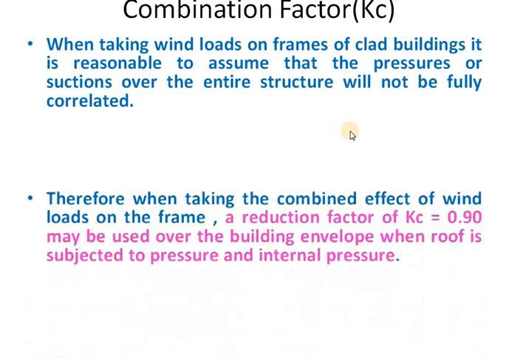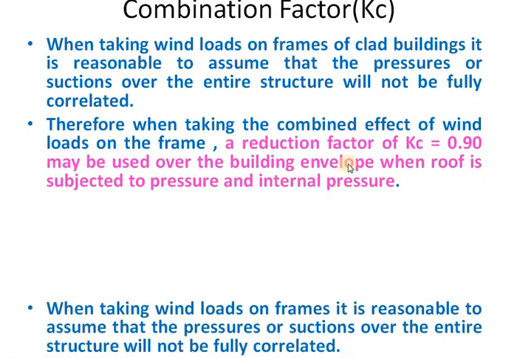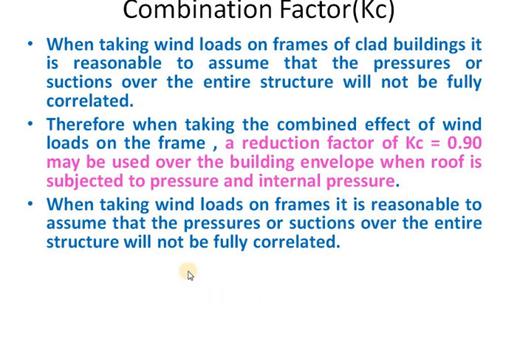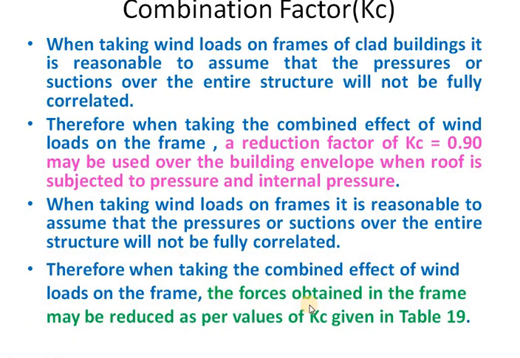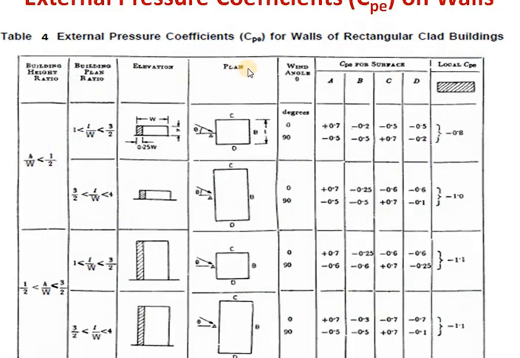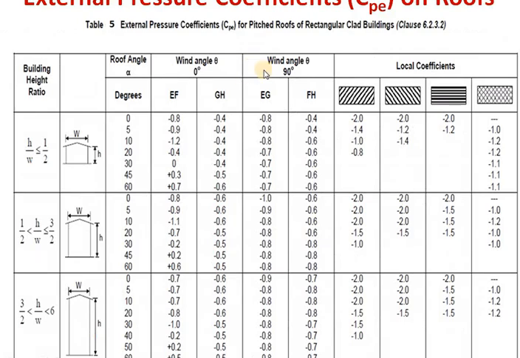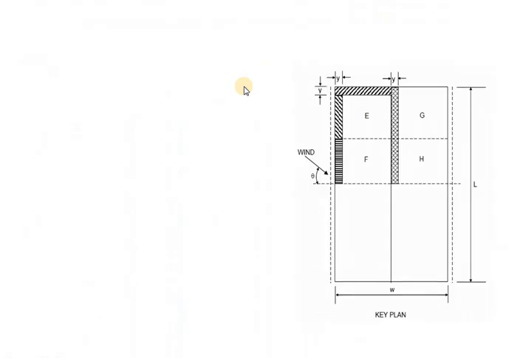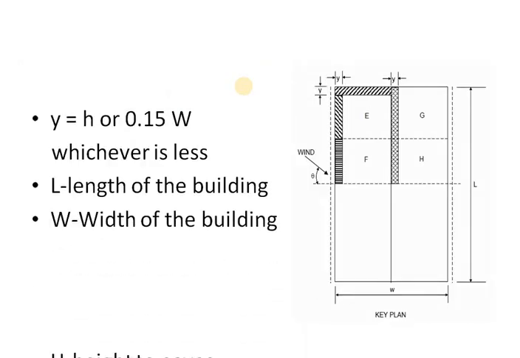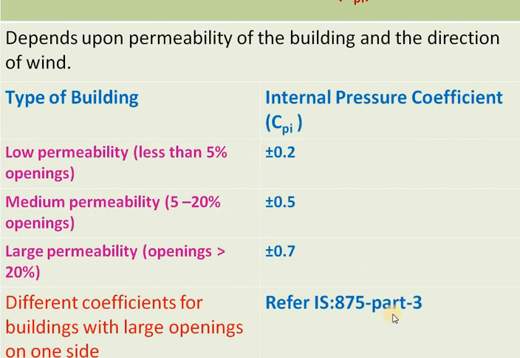Next, combination factor. This will depend upon the clad building, internal pressure, external pressure, etc. For framed structure, we have to refer to Table 19. But for a sloped roof with internal pressure and external pressure, we can consider it as 0.9. And the external pressure coefficient and internal pressure coefficient, over walls, roofs, everything have not changed. Both are the same. Only the clause has been revised. It is 7.3.2. That's all. The values have not changed.